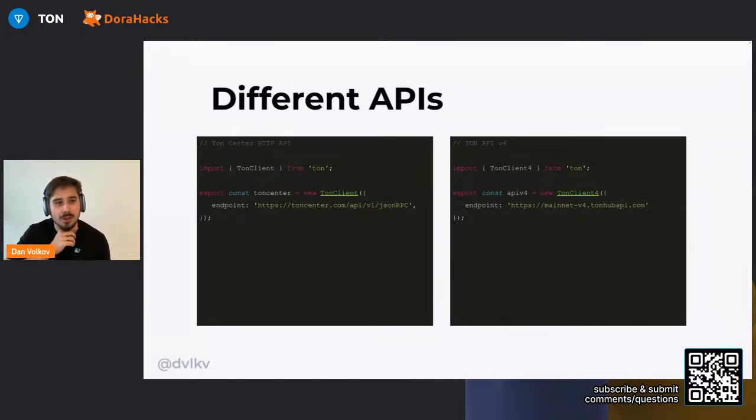First, I want to start with APIs. I use 2 public APIs. The first one is Ton Center HTTP API, and the second one is Ton API v4. It's created by Ton Wales, and we use it in every one of our projects. So these are examples of creating clients for these different types of APIs.